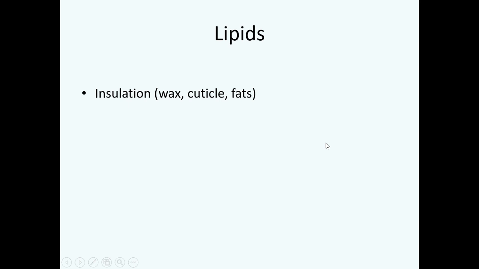Lipids are also important with respect to insulation. Different types of lipids form a covering, a layer around the body of living things. For example, wax and cuticle found in plants are also examples of lipids. Cuticle, for example, is present on the exterior of the plant body and is important for preventing the loss of water.